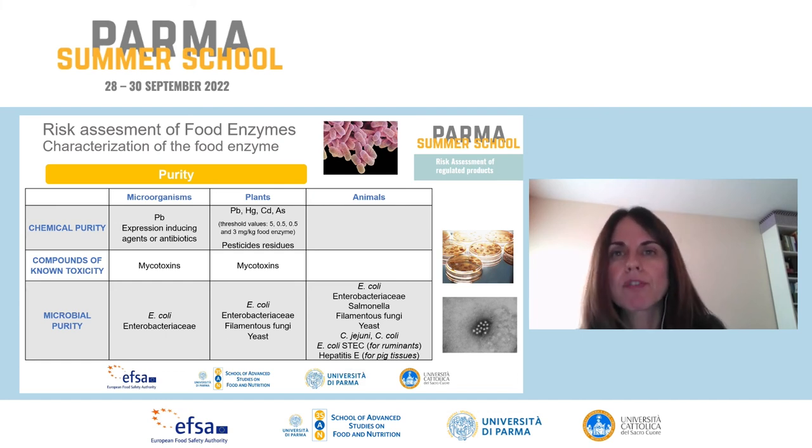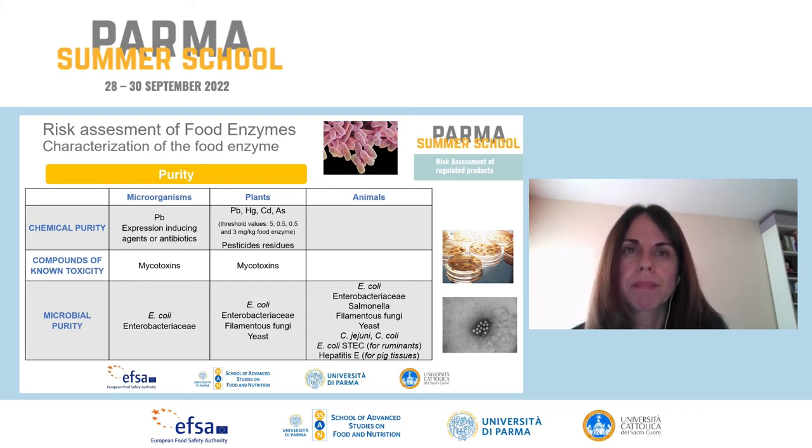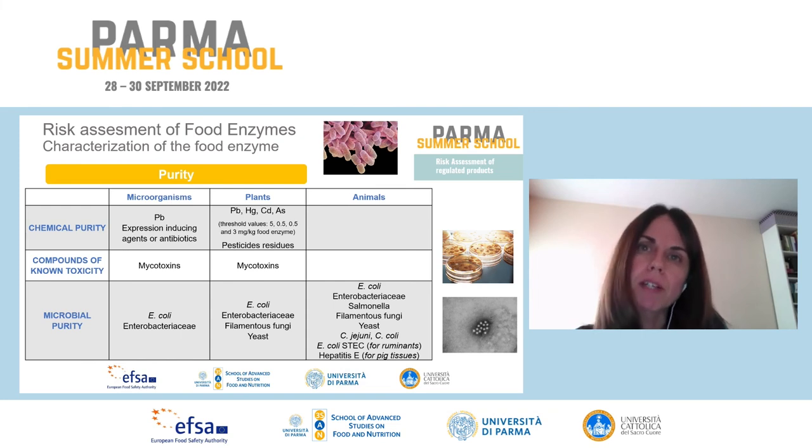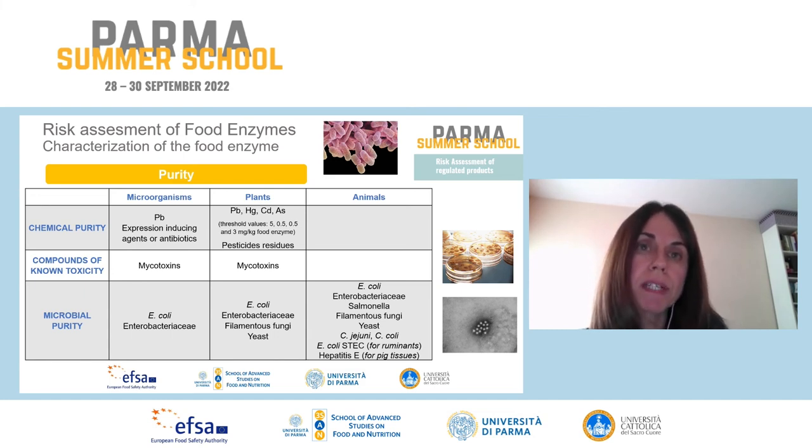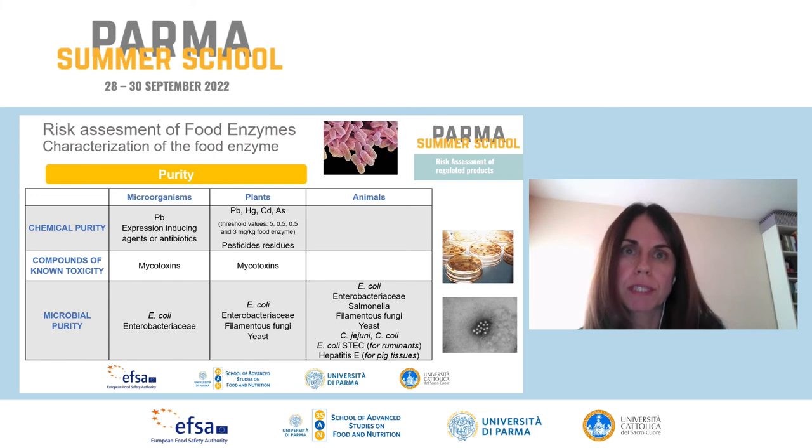Regarding the enzymes obtained from animals, data on chemical contamination is not required because a prerequisite is that the food enzyme derives from animals considered fit for human consumption. But microbiological purity should be established, apart from those needed in plant enzymes, for Campylobacter species, for Shiga toxin producing E. coli in the case of ruminants, and for the hepatitis E virus for enzymes obtained from pig sources. Okay, this is regarding purity.